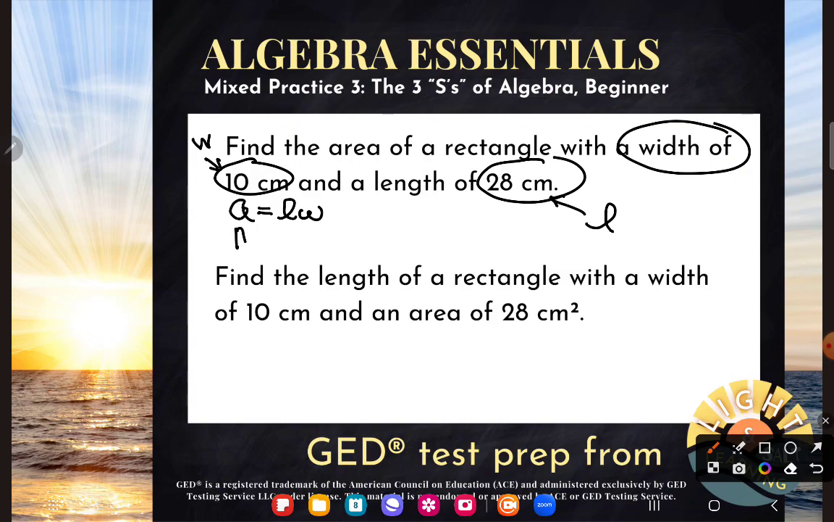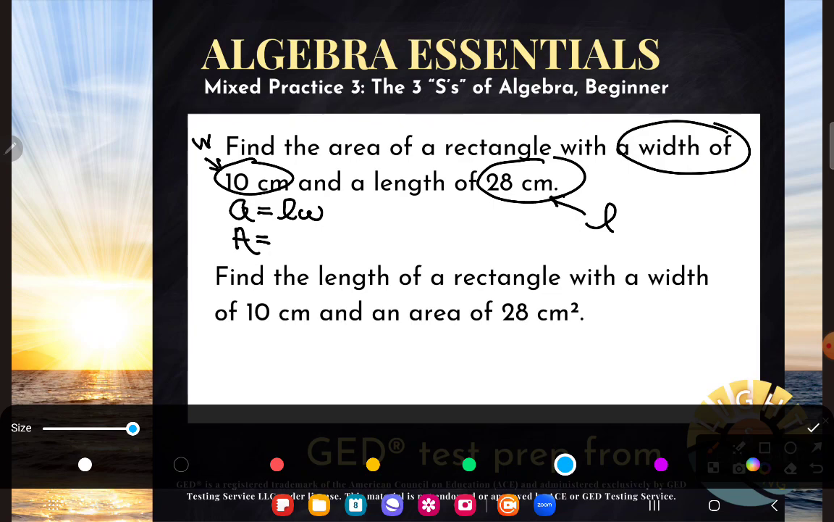So A is equal to my length. What did we say that was? 28. Times my width. And what did we say that was? Hey, we know it's 10. And I'm going to use parentheses so that I know that I'm multiplying and it's not the number 2810.